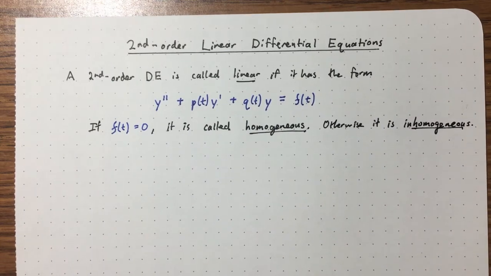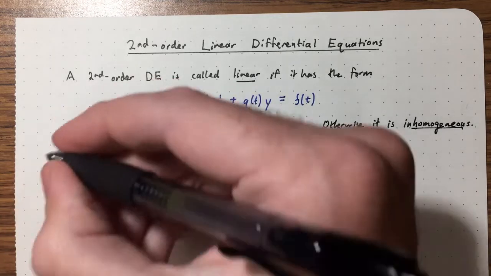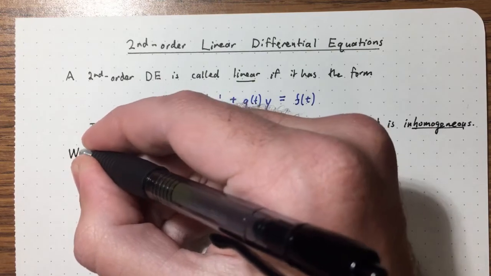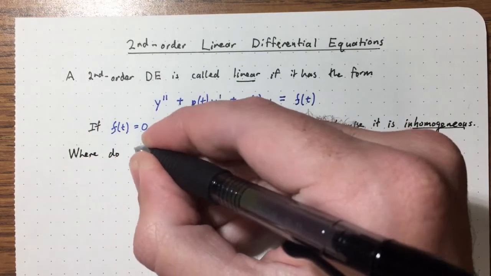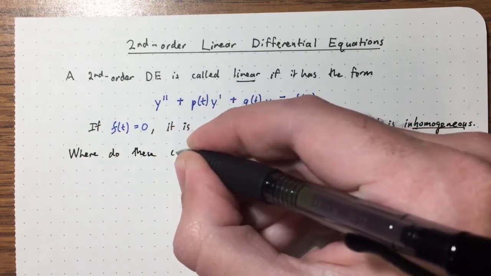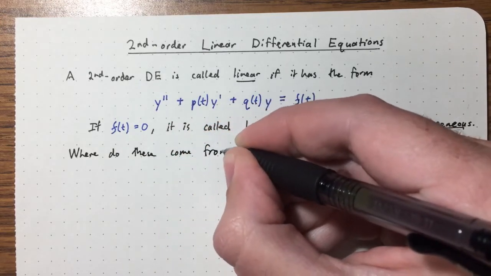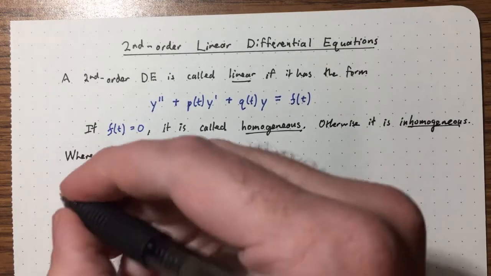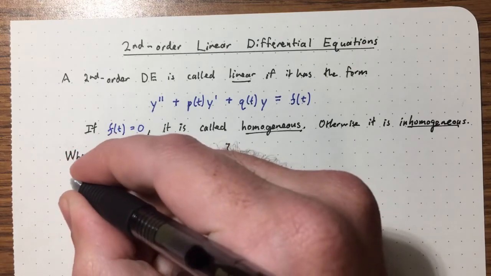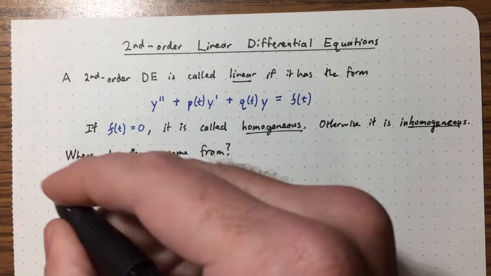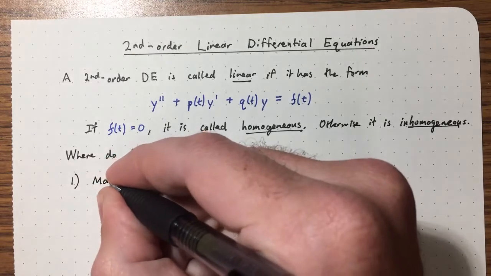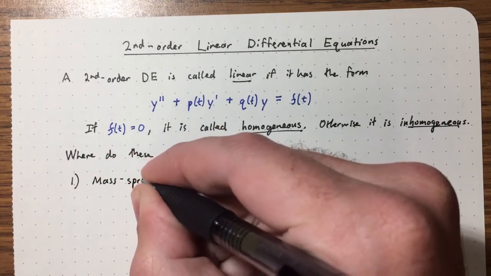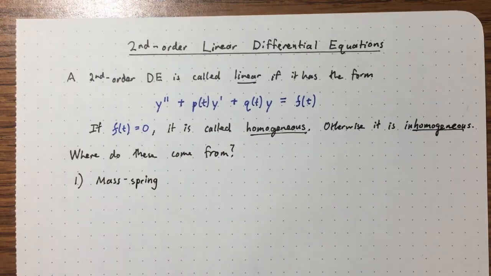Okay. So before I talk about how to solve these, I want to give you some idea of just where these come from. Where do these come from? Okay. And we already actually saw an example. So I'll make that example 1. This is from the very first lecture. It was the mass spring system. That turns out to be a second-order linear differential equation.